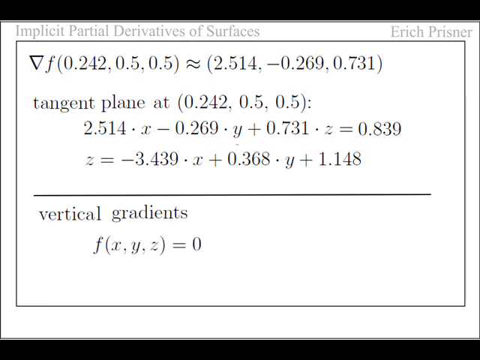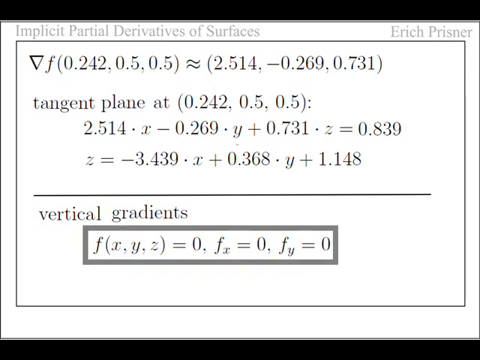For the second part, the first condition is that the point must be on the surface, so f of x, y, c must be equal to 0. And the second condition is the vertical gradient, meaning that the gradient has the form 0, 0, something, or in other words, fx equals 0 and fy equals 0. The partial derivatives of f with respect to x and y must be equal to 0. So we get the same three equations as above.